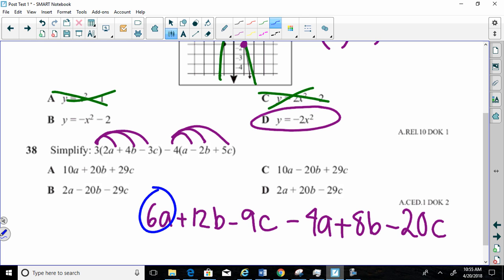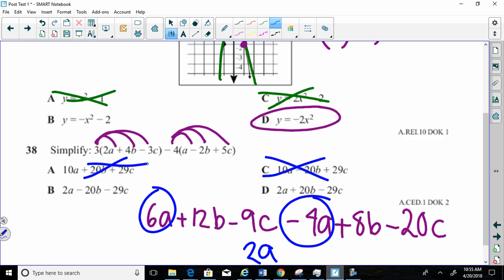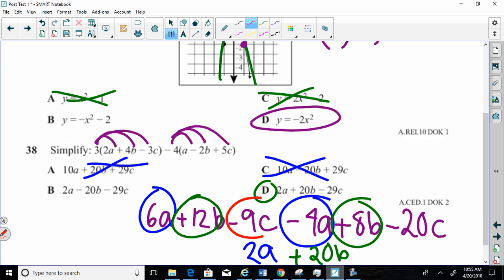So what's 6a plus negative 4a? 2a. So which 2 can I eliminate off the bat? A and C. And then I had 12b plus 8b. It's 20b. So what's my answer? D. Because that one doesn't have the same sign. And then if I wanted to continue, negative 9, negative 20 is negative 20.